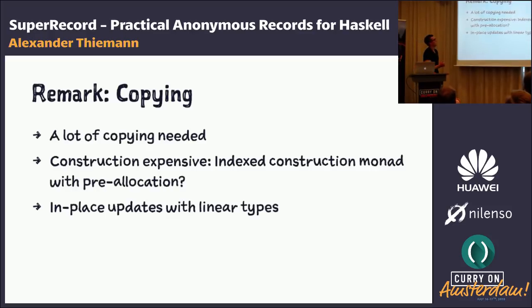Another remark to make, especially in regard to the keynote yesterday evening. There's a lot of copying needed here, and the construction is expensive, right? Because we have to copy the array every time we add a new field. So we could do an indexed construction monad that does this pre-allocation trick that the JSON parsing does internally too. Or if we had linear types and we knew that we were the only one holding this thing in our hand, then we could also do in-place operations and preserve the functional semantics of the records, right?